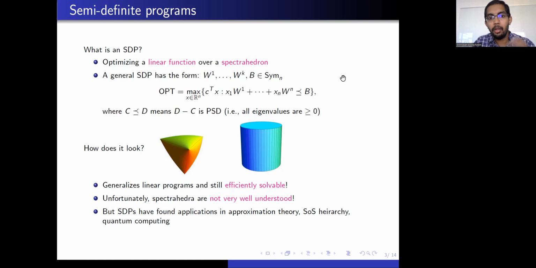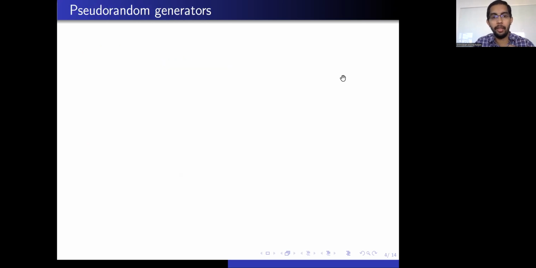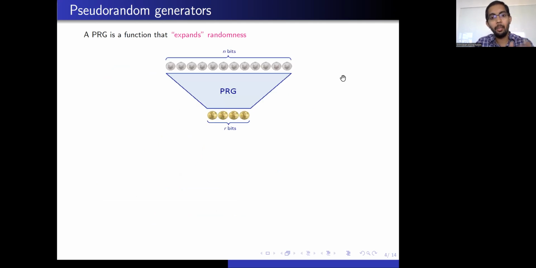And the second part I'll be talking about is pseudorandom generators, which I'll define now. So what is a PRG? A pseudorandom generator is just a function that expands randomness. In some sense, it takes R bits, which are pristine random bits, and expands them to N bits, which we call pseudorandom bits, which look uniformly random but are not exactly uniformly random, because they've been taken from R purely random bits to N pseudorandom bits by this function PRG.